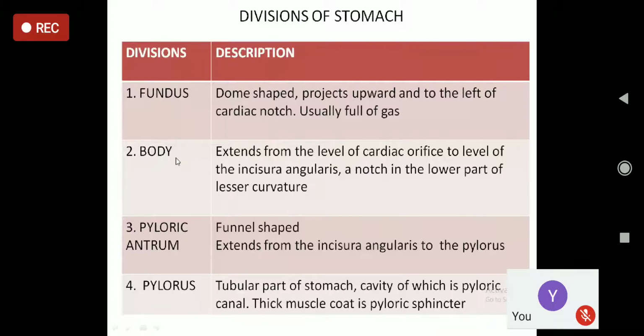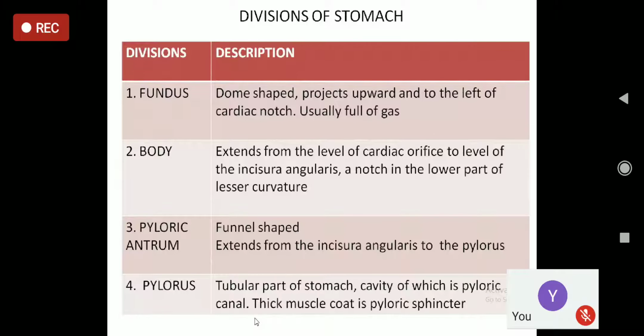Okay, then the next part is the body, that extends from the level of the cardiac orifice to the level of incisura angularis, which is a notch in the lower part of the lesser curvature. That is the body. Then pyloric antrum is funnel shaped. This pyloric antrum and pylorus, both of them, are known as the pyloric part of the stomach, which is further divided into pyloric antrum, which is funnel shaped extending from incisura angularis to the pyloric canal or pylorus. Then pylorus is the tubular part of the stomach with a cavity which is known as pyloric canal, and it consists of a thick muscle coat which becomes the pyloric sphincter.